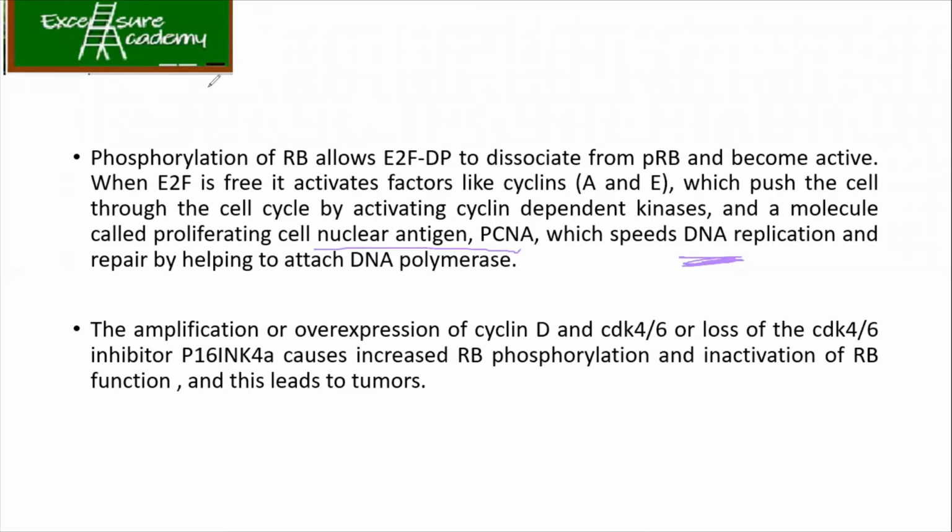So now again, look at the story here. See, RB was bound to E2F, correct? Now, once RB gets phosphorylated, it gets dissociated. Now, E2F is free. So E2F is acting as a transcription factor, goes inside the nucleus, right? And results in the gene expression of the cyclins A and E. Now, A आपका G2M में लगता है, E आपका S phase में लगता है, right? And it is also activating PCNA, so that the replication is now sped up.